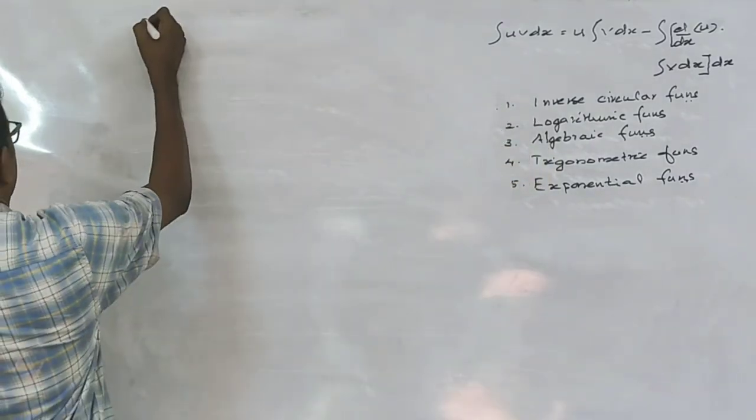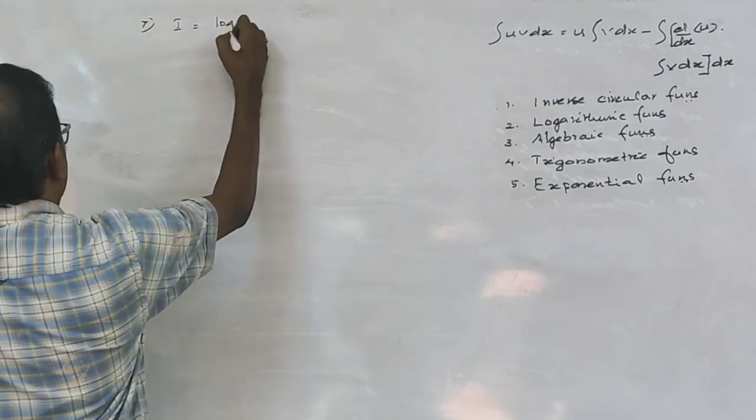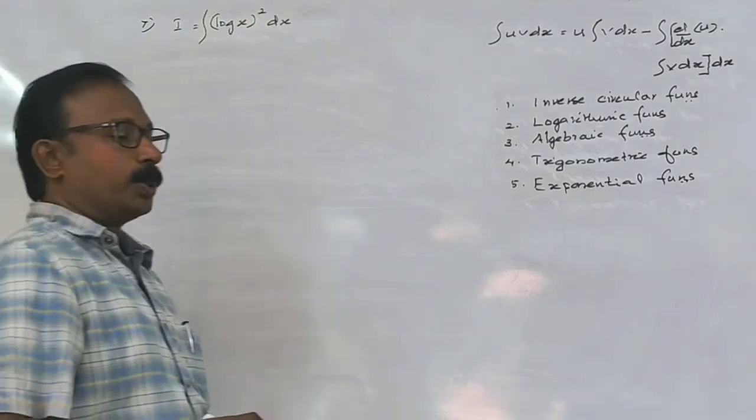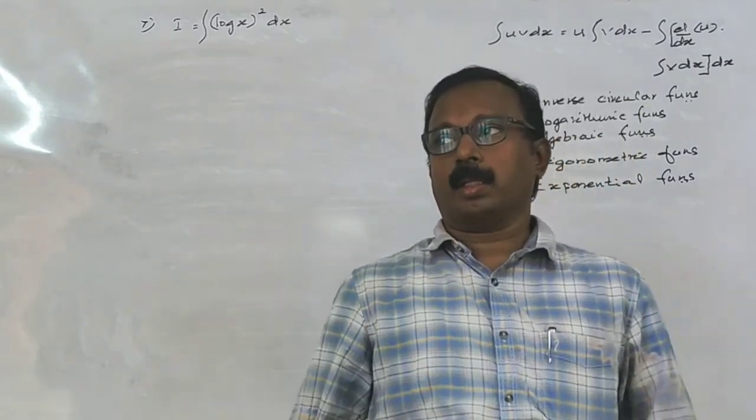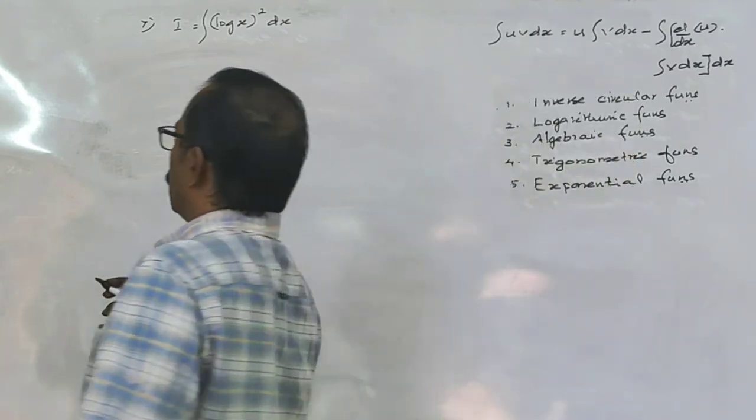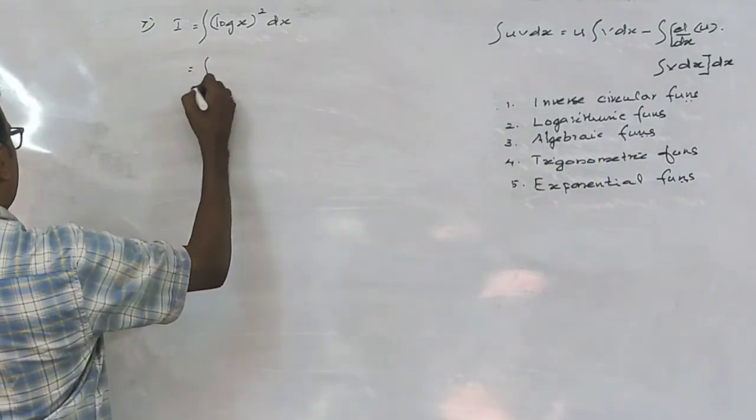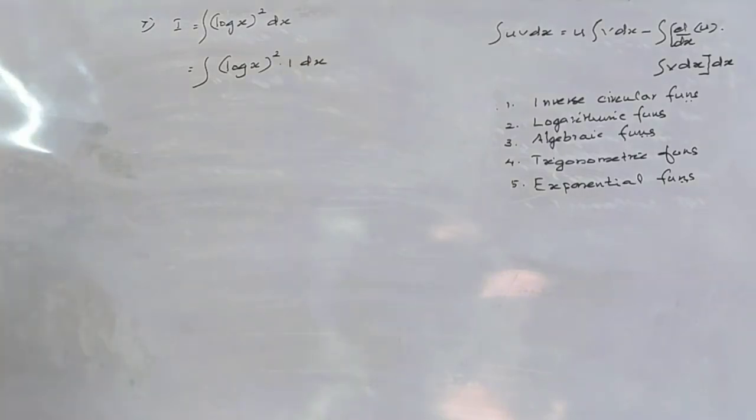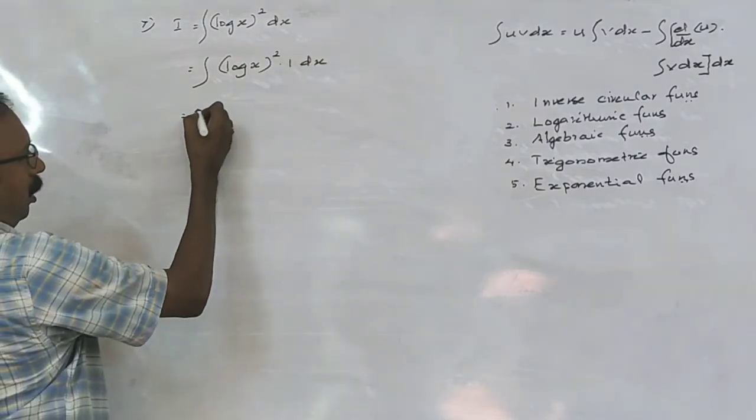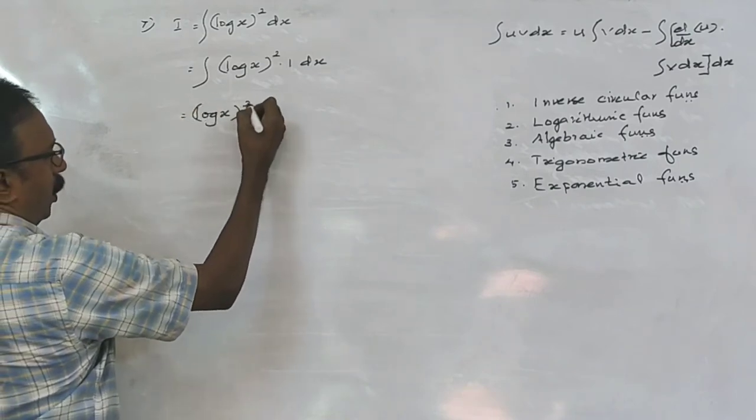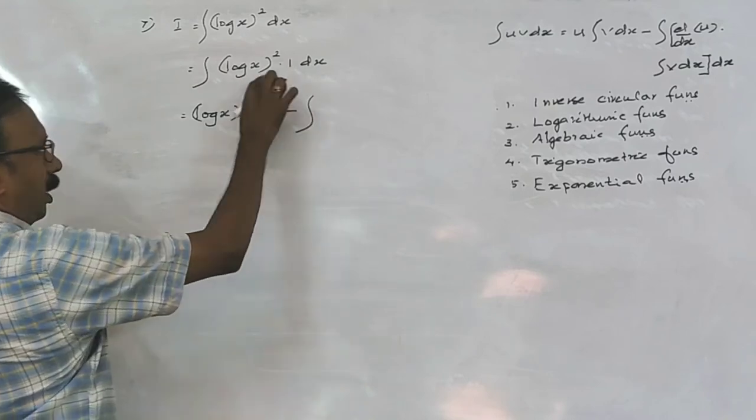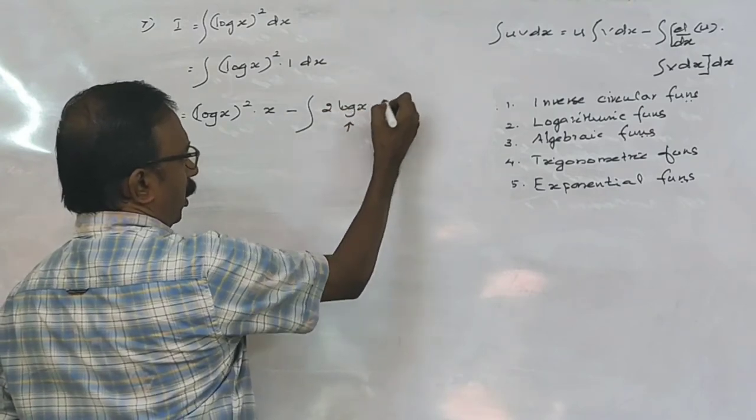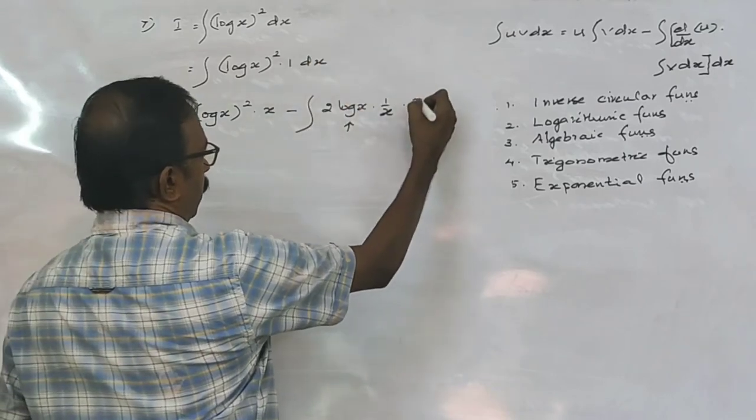Another question is the integral of log x the whole square. This question is also an unintegrable function, containing only one function which is not directly integrable, so it can be written in the form log x the whole square into 1 into dx. Then the first function will be log x the whole square, integral of 1 is x, minus derivative of log x the whole square, 2 log x in function of a function form, into derivative of log x, which is 1 by x, into integral of 1 is x, dx.